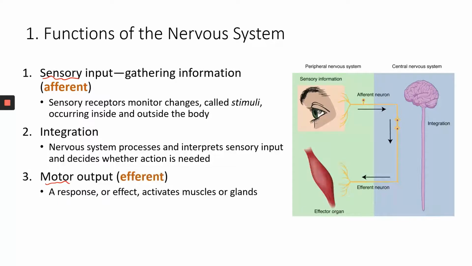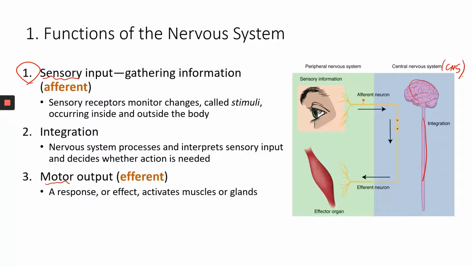Now, first of all, any command center would need to gather information first, right? So the first step is going to be sensory input. All the information regarding the stimuli, the changes in the internal and external environment, is going to be the sensory input that's sent into the central nervous system, right? Which consists of the brain and the spinal cord. So I'm just going to call it CNS.